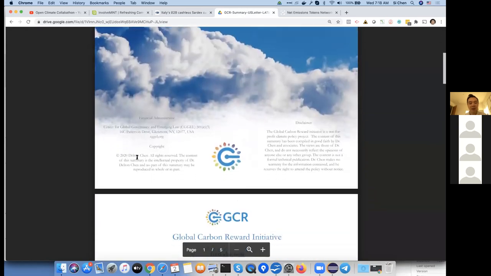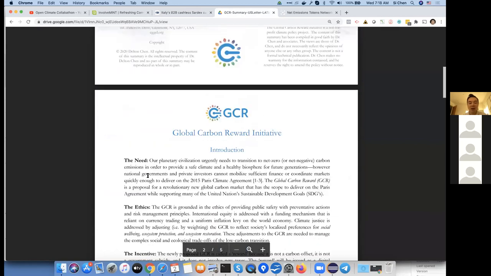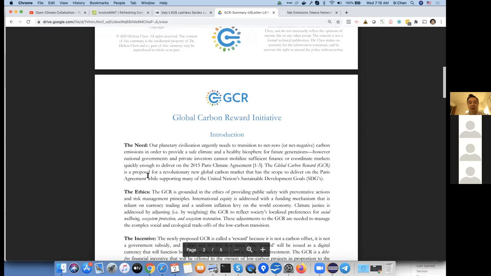So Delton Chen is in Australia, and he's worked on this idea of basically creating a global carbon reward, which becomes a central bank asset, a reserve asset, against which the central bank could issue currency units. So basically the idea is that the central banks could then directly, through issuing currency, fund climate reduction and risk mitigation.